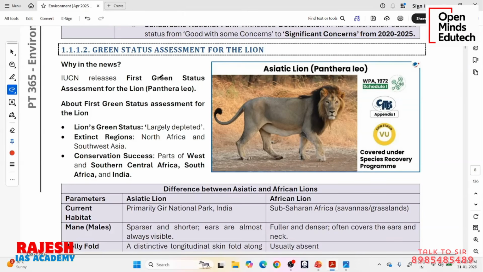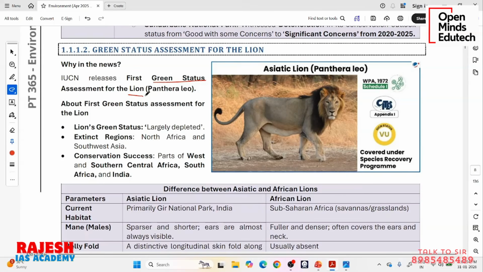So they have released the green status assessment. We are talking about green status assessment, which is optional. For lion, they have given it. Okay, so lion is a species. In that, based on the region, there will be subspecies, like African lion, Asiatic lion, etc. So the green assessment of lion is given.